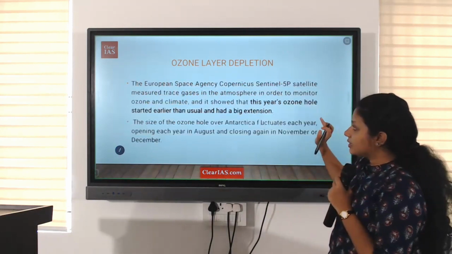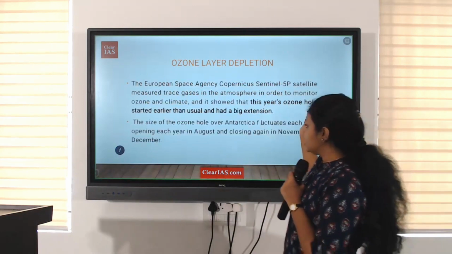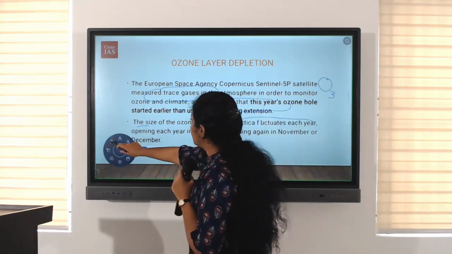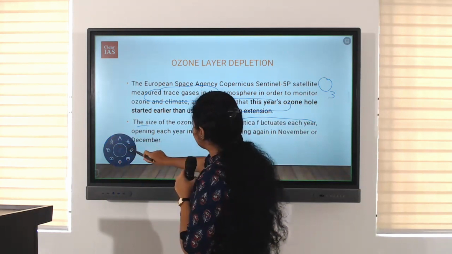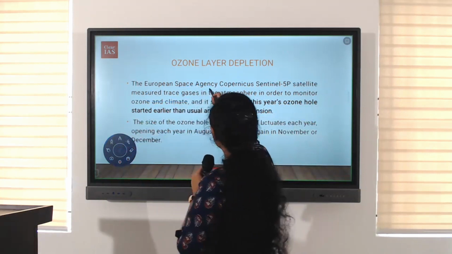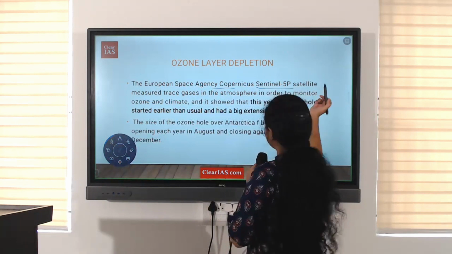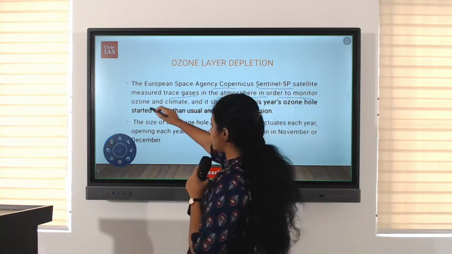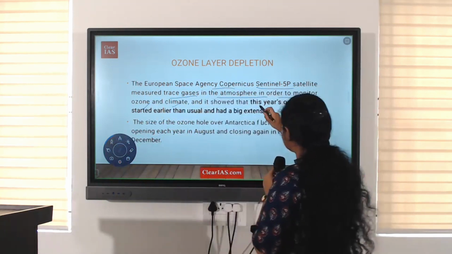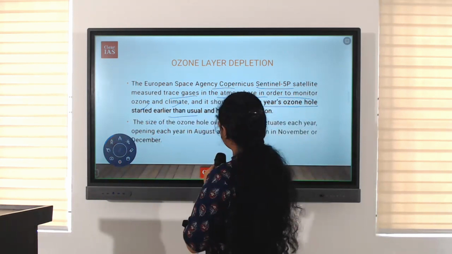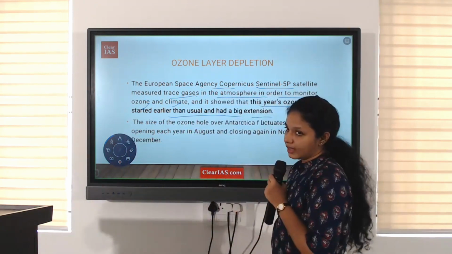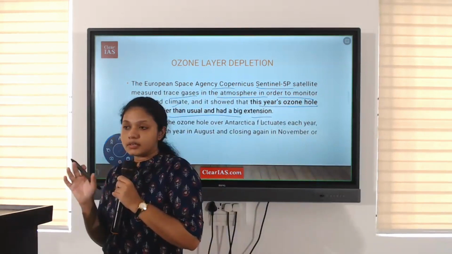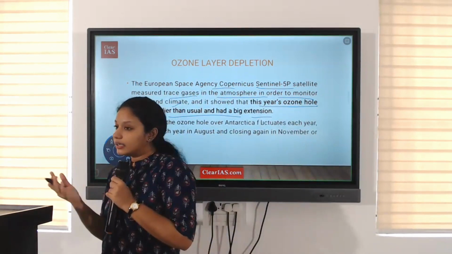So now there is an ozone hole which appeared above Antarctica. Why did it appear? Before that, it was discovered by the European Space Agency's Copernicus Sentinel 5P satellite, which measures trace gases in the atmosphere in order to monitor ozone and climate. It showed that this year's ozone hole started earlier than usual and had a big extension. Every year there is an instance of ozone hole, but this year it started earlier.